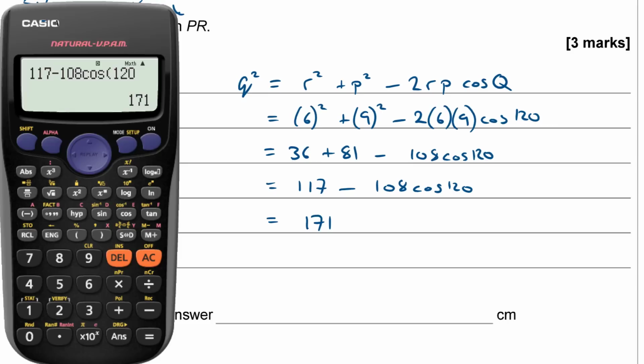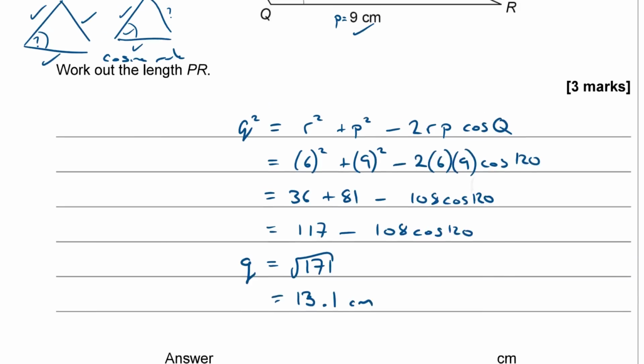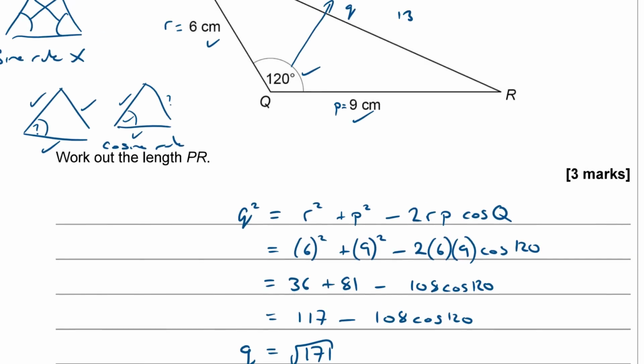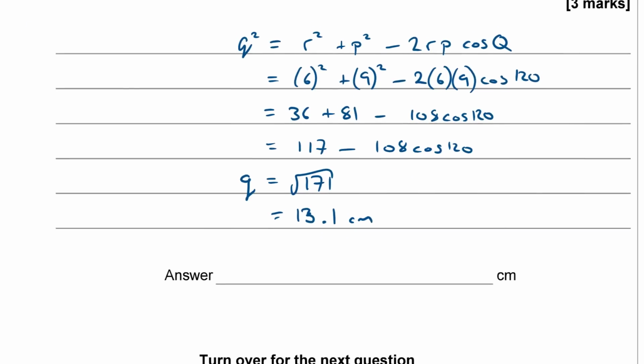Q is going to be the square root of that, isn't it? So Q is the root of 171. So let's find the root of the answer. That's 13.076 and change. I'm going to round that off to 13.1, I think. So Q equals 13.1 centimeters. Now, does 13.1 centimeters look right in there? I think it does. I think that looks quite sensible. I'm going to go with that as my answer, 13.1.